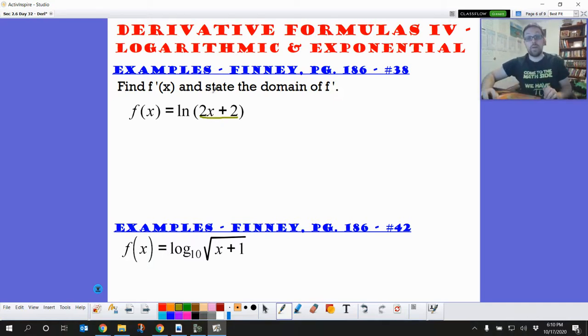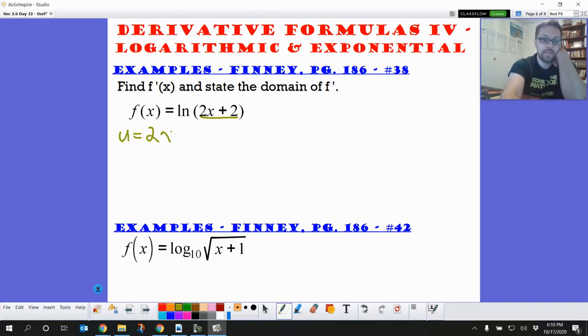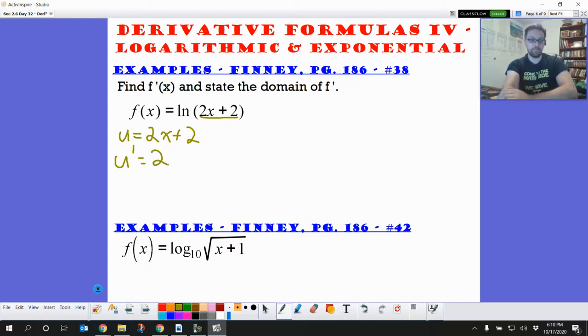So we need to worry about that as our u thing. So let's see, u equals 2x plus 2. And you know what, I'm just going to do it right now. Let's just find the derivative of u. So the derivative of u is going to be the derivative of 2x, that's 2, and the derivative of 2 is 0. So u prime is just going to be 2.